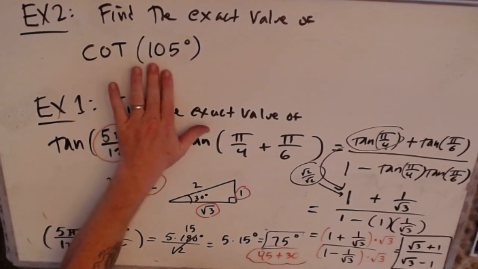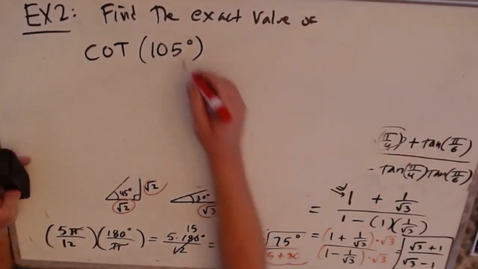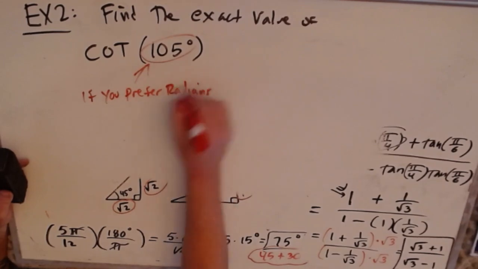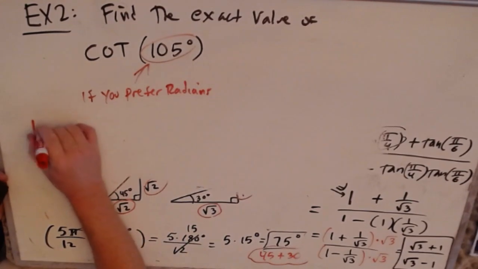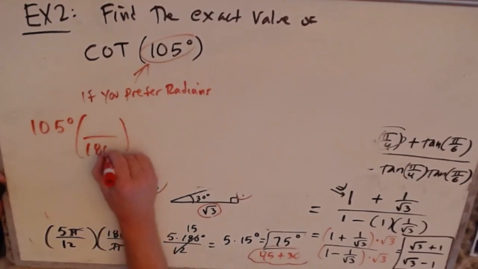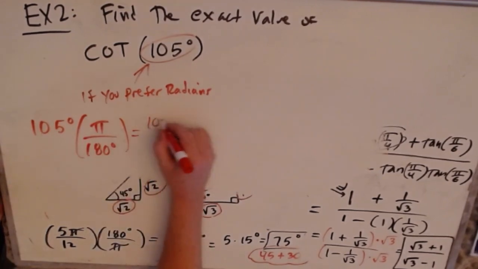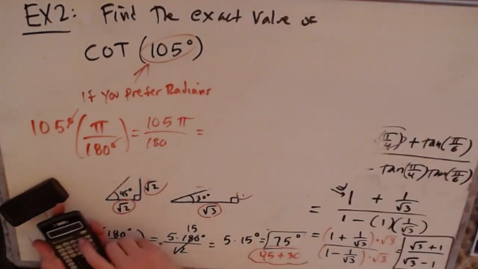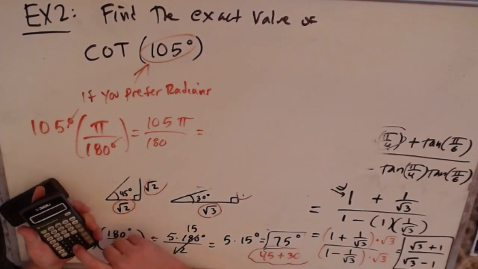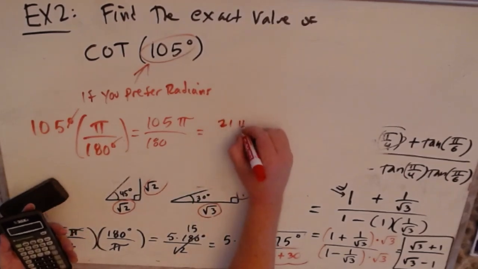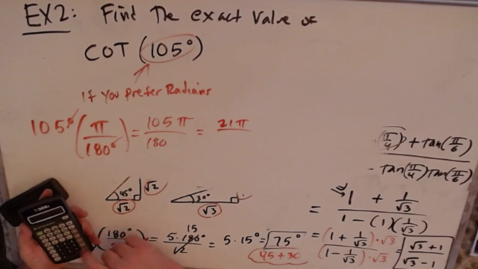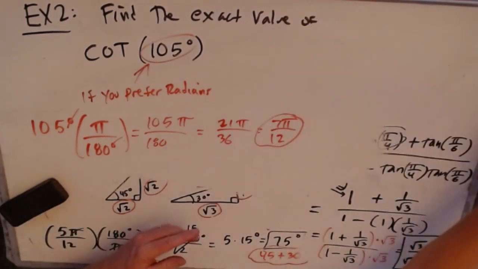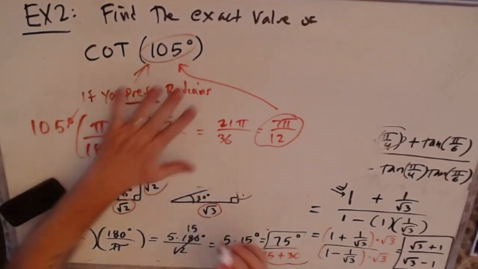Now this one I already have converted into degrees. If you prefer radians, I rarely ever have a student say they like radians better, but you could certainly do this. I might as well show you. I don't know how long it's been since you've done trig. You just put the 180 on the bottom and the pi on the top, and the degrees cancel off. You get 105 pi over 180. I think those are both divisible by 5 at least. So that's 21 pi over 36. Those are both divisible by 3. That'd be 7 pi over 12. If you prefer degrees, then do degrees.